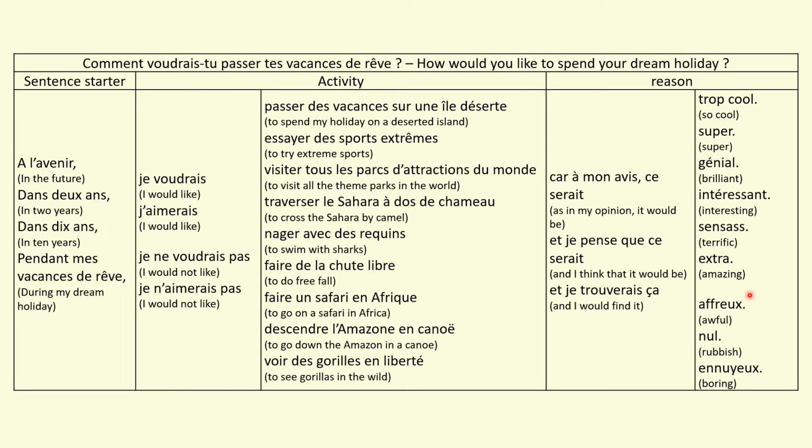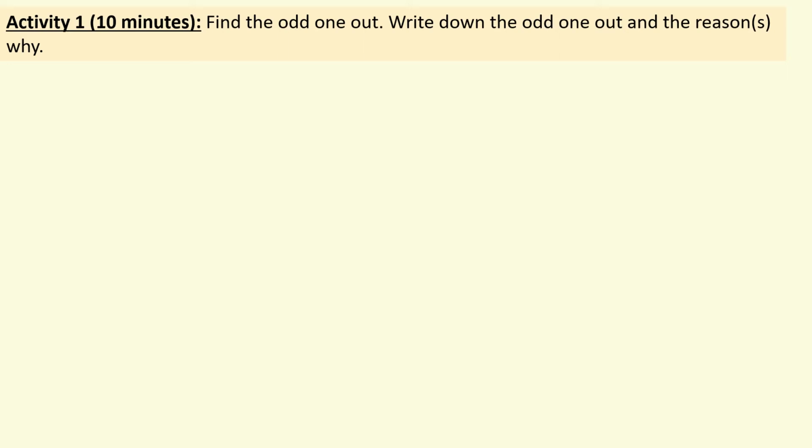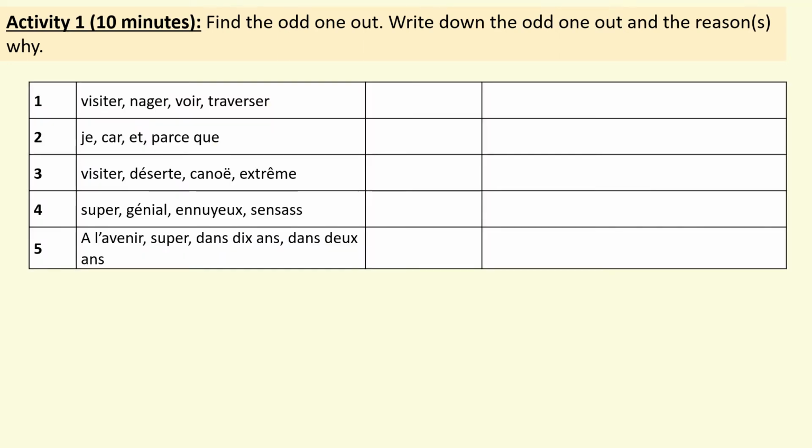Affreux. So for our next activity, I want you to find the odd one out. And I want you to write down which one out of the series of words you think is the odd one out and the reason or the reasons why. Let's have a look. On the screen in front of you, have a look at number 1. You have visiter, nager, voir, traverser. Now for me the odd one out is voir. Why? Because voir is an IR infinitive compared to visiter, nager, traverser, which end in ER.